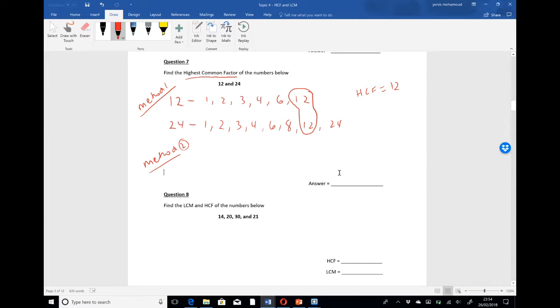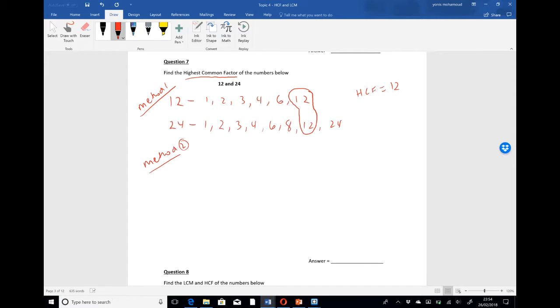Method number 2 is similar to the question number 6 LCM question, which is the inverse cake system. So we're going to have 12 and 24 written side by side. If you can't think of 12 straight away as the number that goes into both 12 and 24, you could just break it down slowly. What number goes into both 12 and 24? 6. Then you do 12 divided by 6, which is 2, and 24 divided by 6, which is 4.